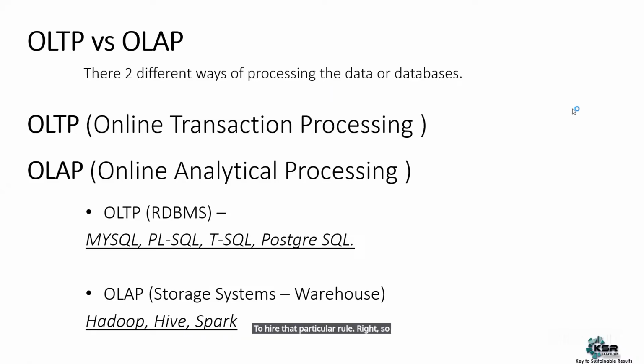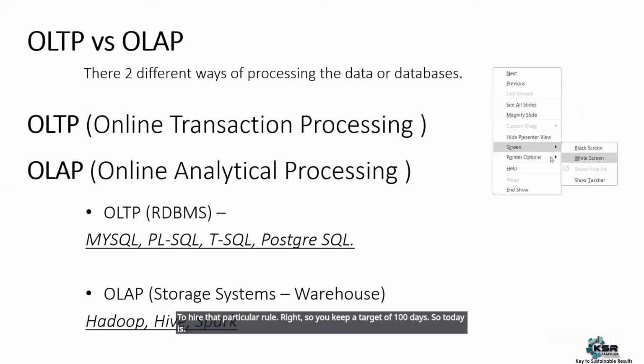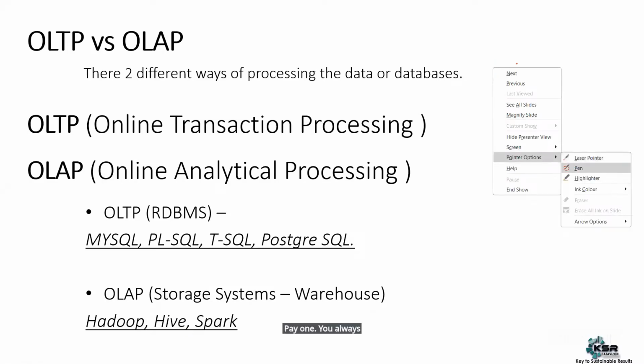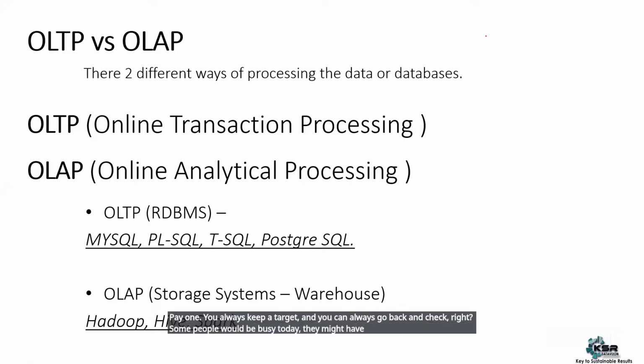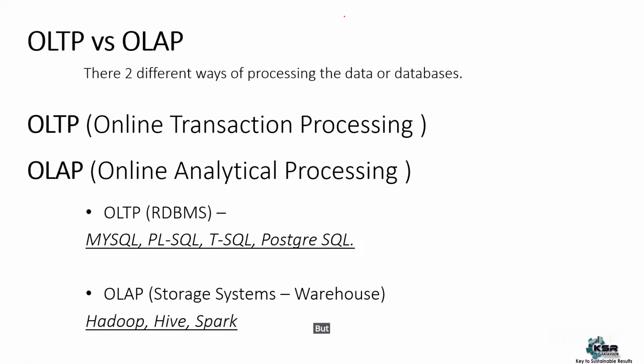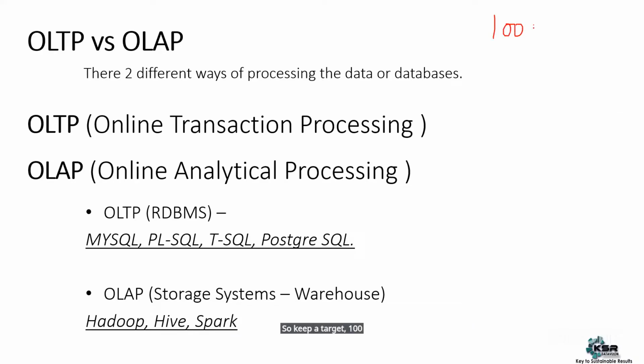Keep a target of 100 days. So today is day one. You always keep a target and you can always go back and check, right? Some people would be busy today. They might not have attended this session. They can go back and check the recordings. But if you're not able to check the recording, that means you are skipping that 100 days target. So keep a target. 100 days is our next target.